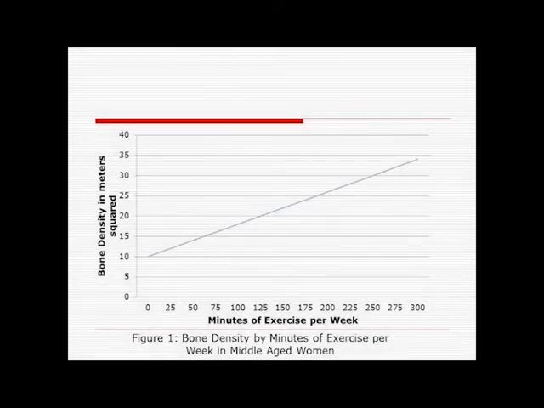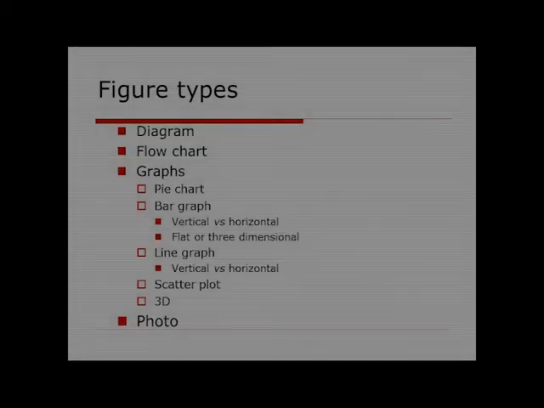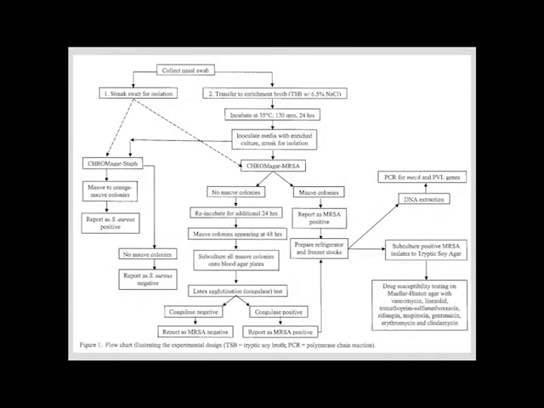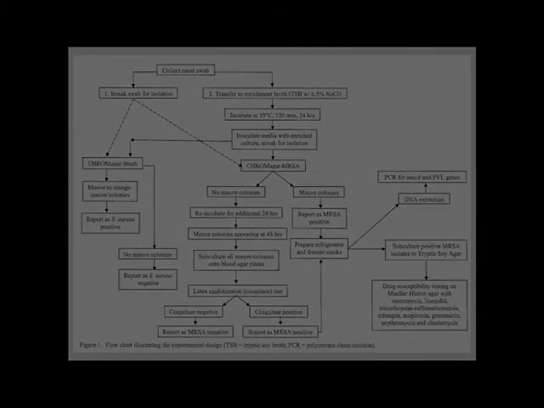So again, the anatomy of a figure, we have the legend on the bottom, clearly labeled X and Y axis so that people know what we're talking about. So again, we might want to use this sort of a flow chart. So this is the flow chart illustrating the experimental design. So perfectly great thing to put in our methods.